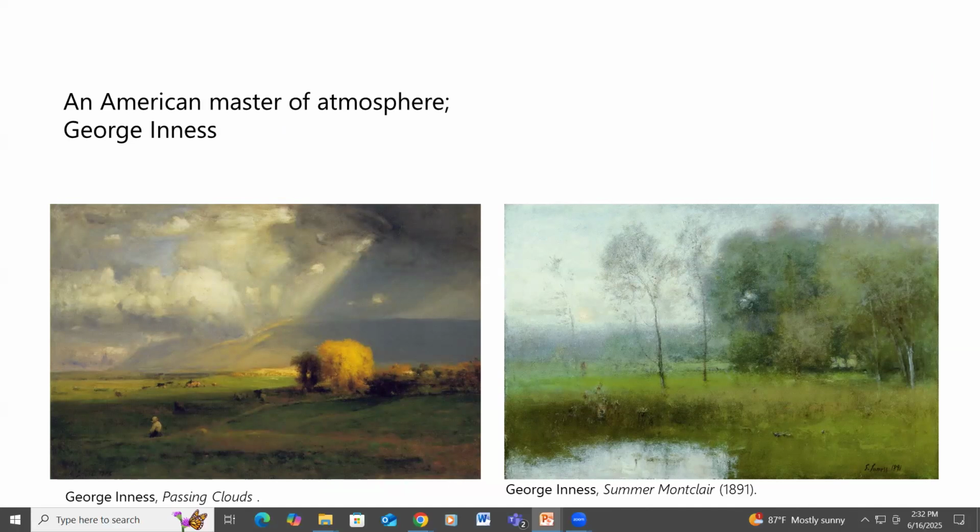And if you look at both of these paintings, you get a sense of what I mean about how it's very specific to the time of day, right? What is the most distant color, the color that recedes into the distance, is different for different atmospheric conditions and different times of day. Inness was truly an amazing painter.